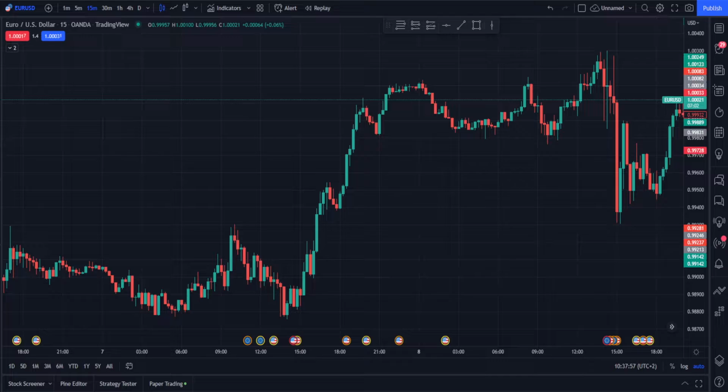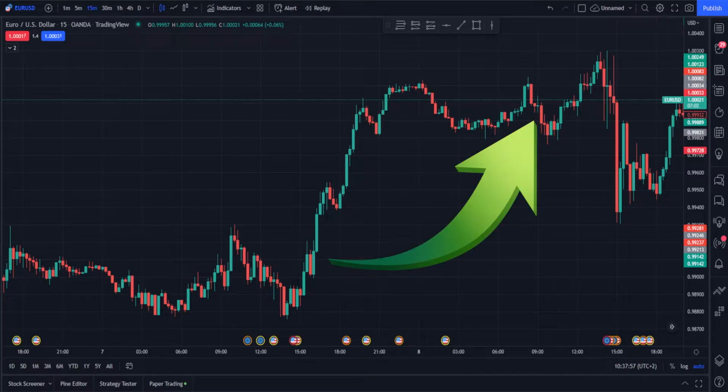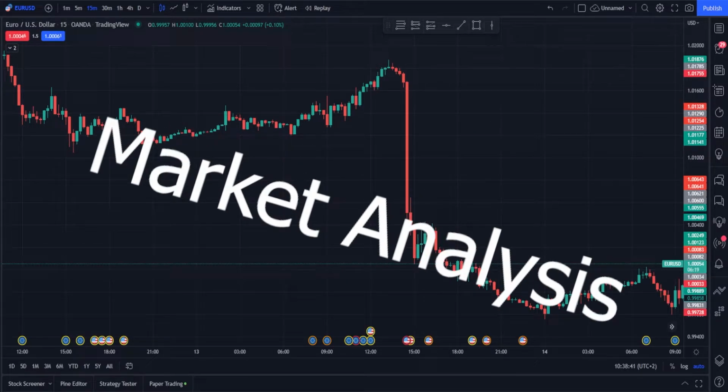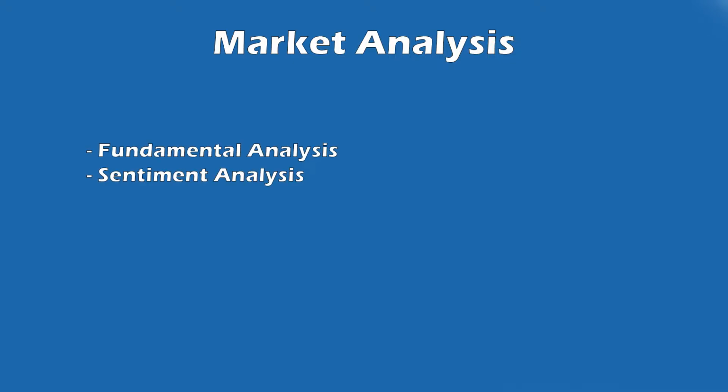In order to make money in trading, we need to bet if the price of an asset or currency pair will go up or down. But how can we actually predict this? We use market analysis. Market analysis consists of the following: fundamental analysis, sentiment analysis, and technical analysis. The analysis can be done using a combination of the three or just one of them. So let's walk through what these methods of analysis are and how they can be applied to trading.